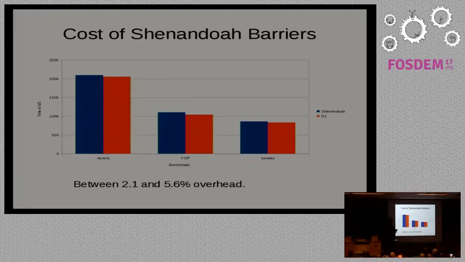So I did a little experiment. This is from a paper I did last year where I ran some of the DaCapo benchmarks. And I gave them an incredibly large heap, large enough that they never actually had to do any GC work. And these were the 3 benchmarks that were able to run in that environment. And you can see that comparing Shenandoah to G1, the overhead of Shenandoah was between 2.1 and 5.6%. This was a year ago. We have some numbers now where we're doing even better.